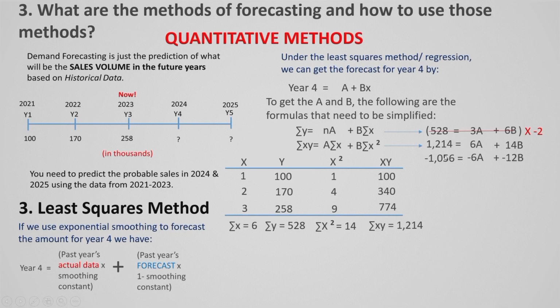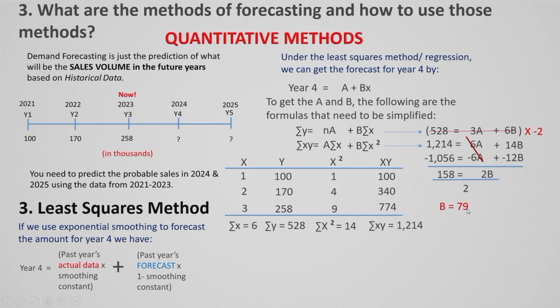Now, we need to simplify these two equations. So, positive 1,214 and this negative 1,056 equals 158. And then, we have positive 6a and this negative 6a, so we're going to cancel them. And lastly, we have positive 14b versus negative 12b, and we have positive 2b as simplified. Okay? Now, to get the b alone, we divide the equation by 2 and b will equal 79, which is again 158 divided by 2.